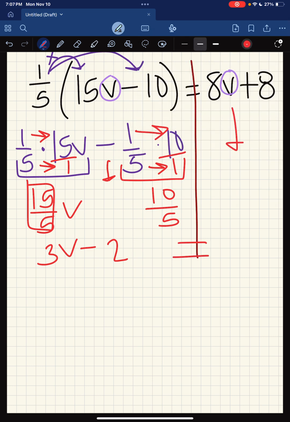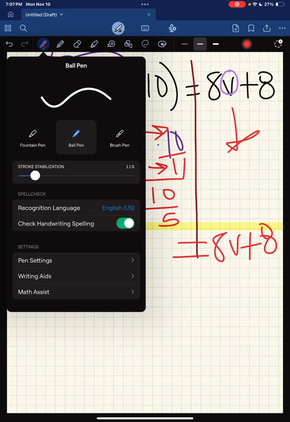Then I'm just going to bring down all the other stuff. So that 8v plus 8. I'm going to move it over here. Okay, so this is the point where your problem actually begins. So I'm going to draw a line. All right, so what they told you to do was subtract 3v from both sides.